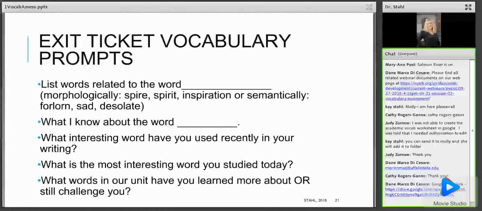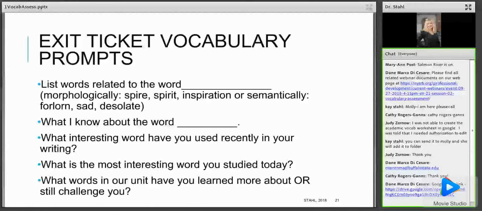Also, exit ticket vocabulary prompts. So, for example, you might say to kids on an exit ticket, list words related to the word such and such, or to the root such and such. So, for example, spire. They would have to come up with spire, spirit, inspiration, respiration, so you could do that either morphologically, or you could do it semantically, maybe synonym clusters, or different ways of moving.